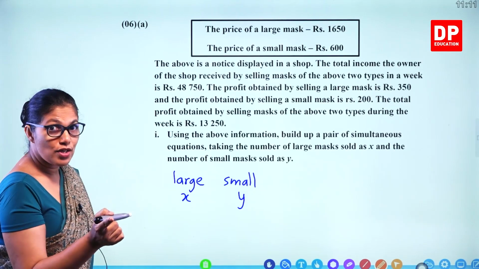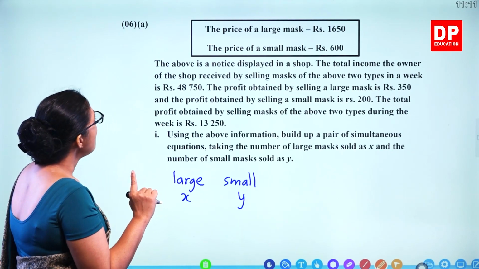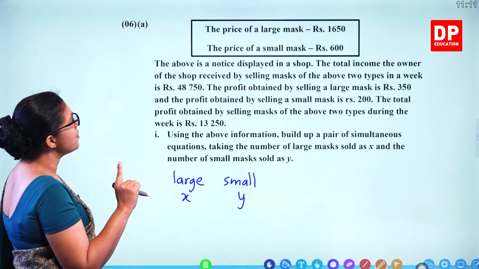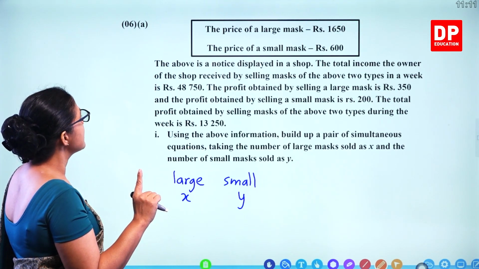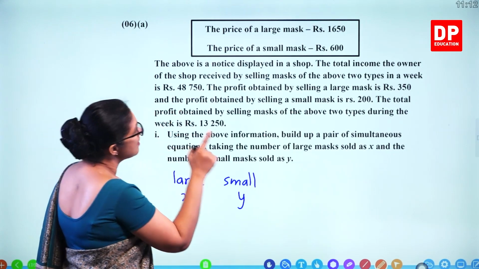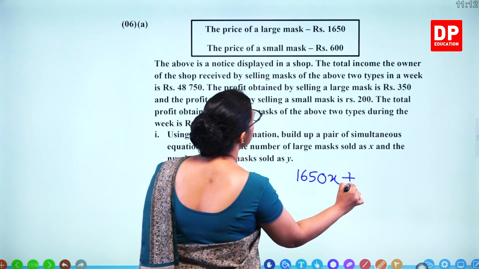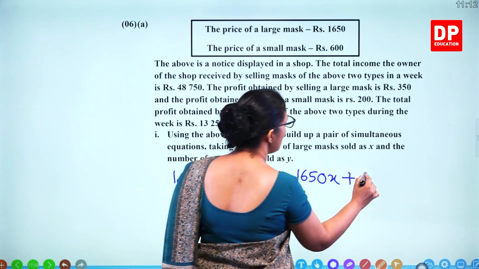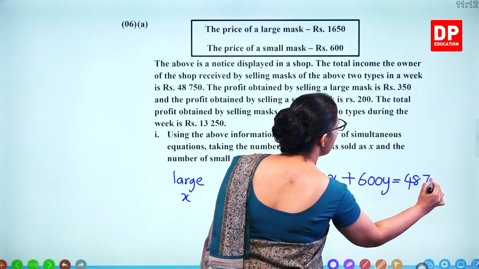Now, we need to read the question and construct the two equations. It says the above is a notice displayed in a shop. The total income the owner of the shop received by selling masks of the above two types in a week is this. So that means X number of large masks, one is 1650, so 1650X plus 600 for a small one, 600Y. That's the total income, 48,750.